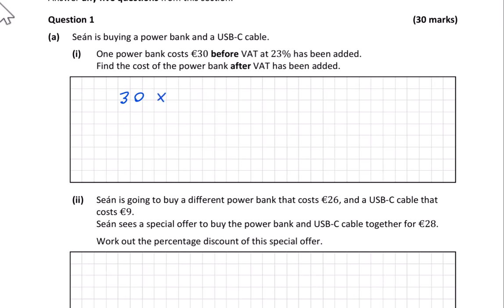So what we're going to do is multiply by 1, which will leave it at 30, and then an extra 0.23 or 23%. When you do that, you get €36.90. So that's part 1. Let's have a look at part 2.